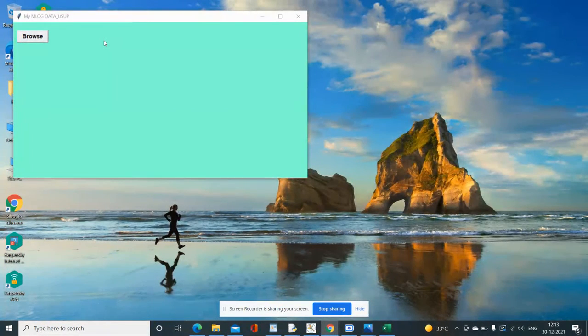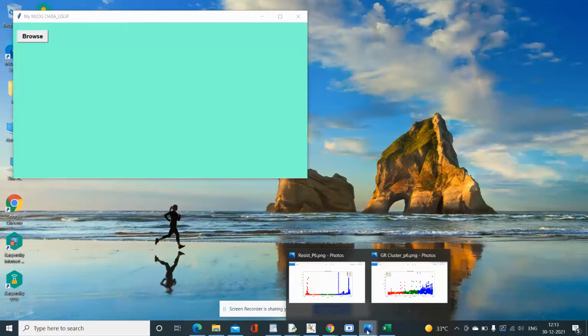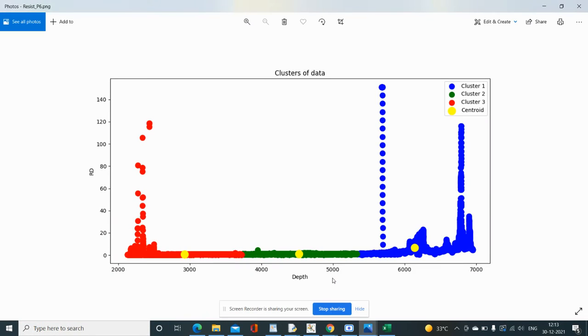Clusters are basically collections of data based on similarity. So here I can show you an example of a cluster. So this is a cluster of data. This is resistivity data plotted against depth. Here we can see that there are three clusters. They are named cluster 1, cluster 2, cluster 3.